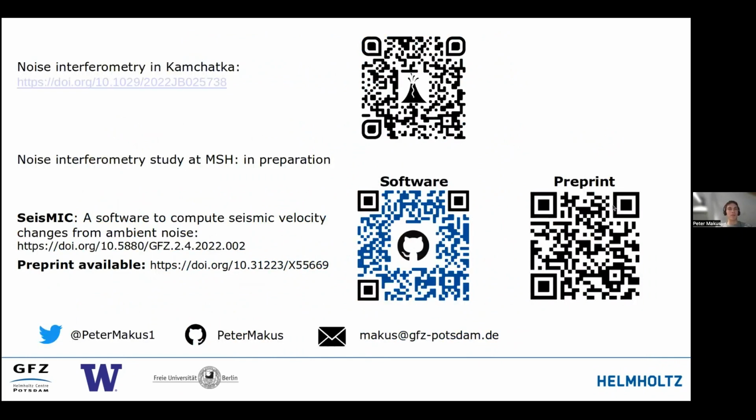I have a bunch of resources here that you might potentially be interested in. This is the Kamchatka paper that I showed earlier. For Mount St. Helens, there's unfortunately nothing out yet. And this is a software paper to compute seismic velocity changes from ambient noise and do a whole lot more, among them the spatial imaging that I showed. There's a preprint available, and there's the software available as well. You can ask me about that anytime.